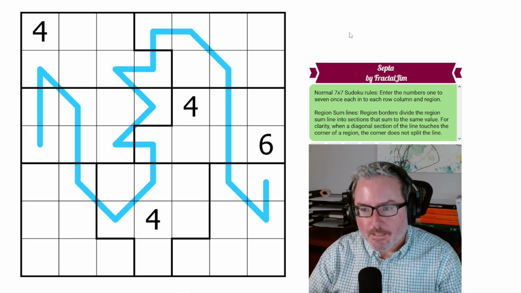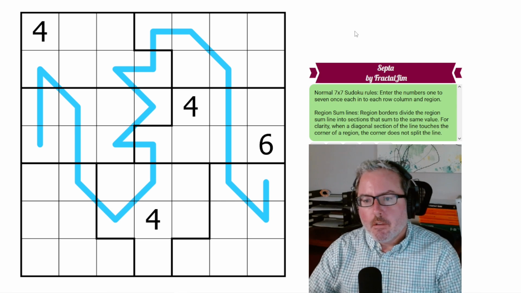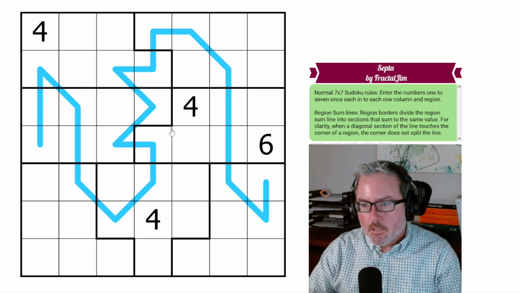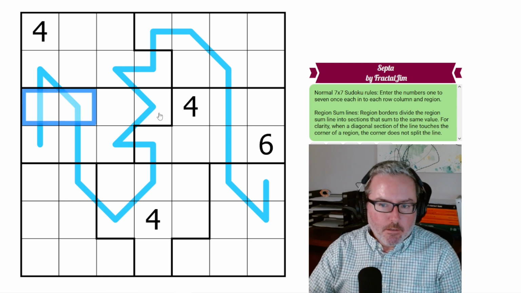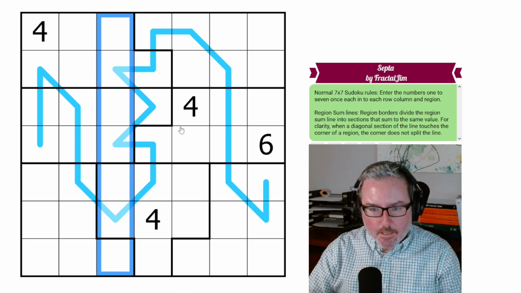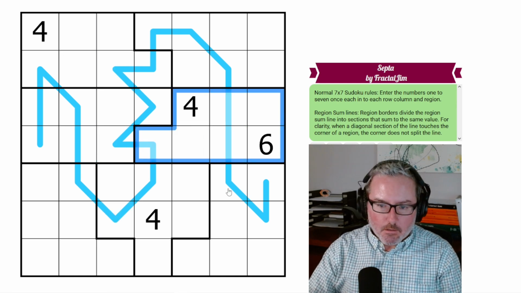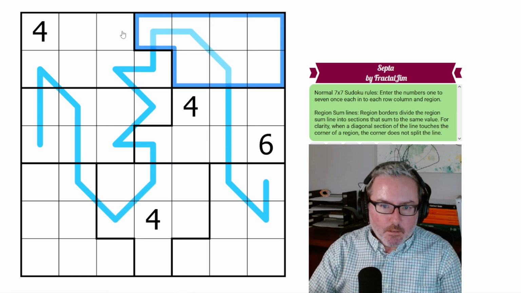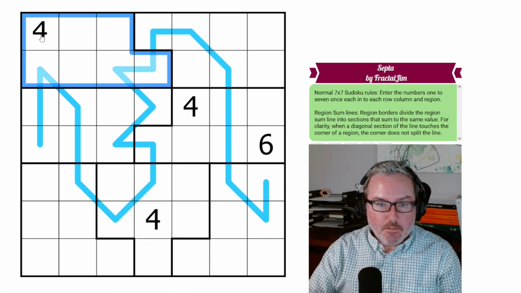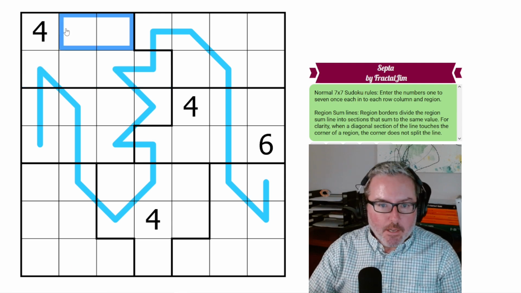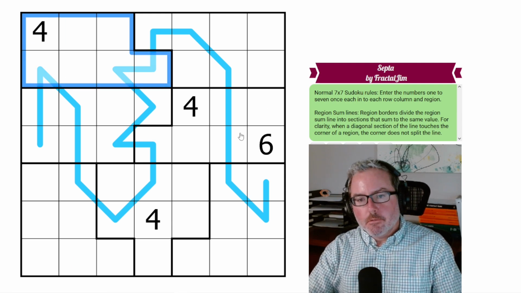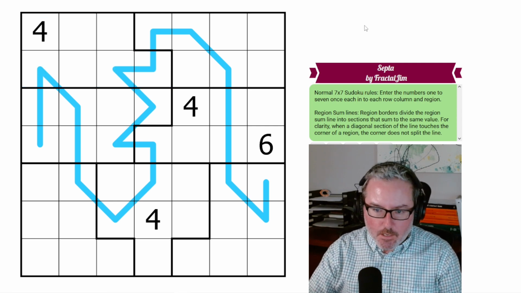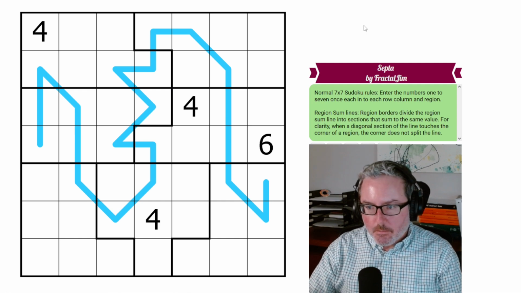Now, it is called Septa by FractalJim. And let's jump into our rules. So we got normal 7x7 Sudoku rules. So essentially every row, every column, and every region, and they are odd looking regions. Well, not necessarily odd looking, but because it's a 7x7, there clearly can't be just squares or rectangles. But every region to go along with our rows and columns must contain the digits 1 through 7 once each. Now we've got region sum lines as well.